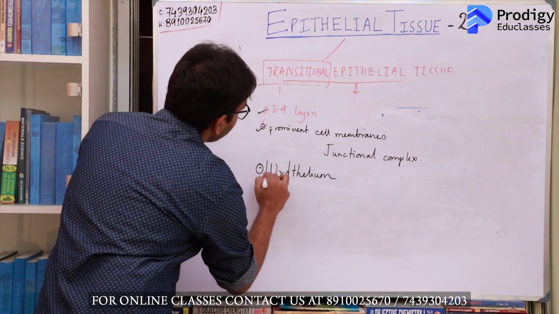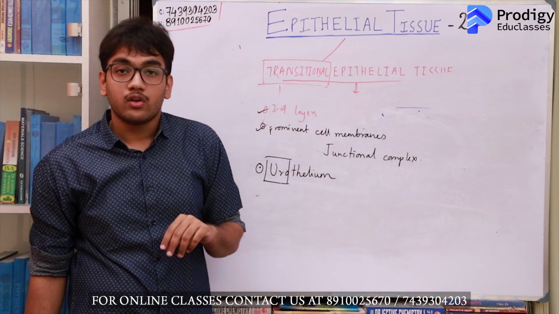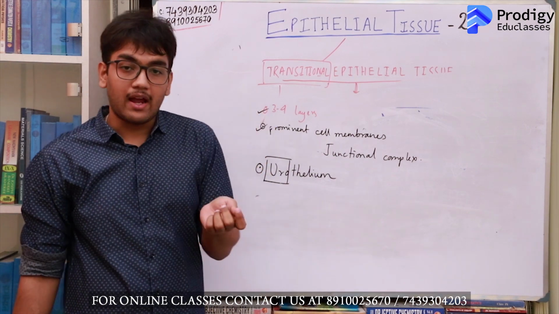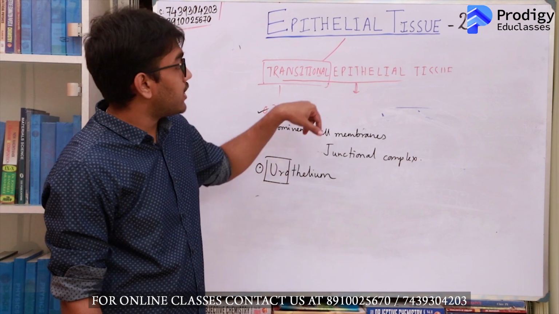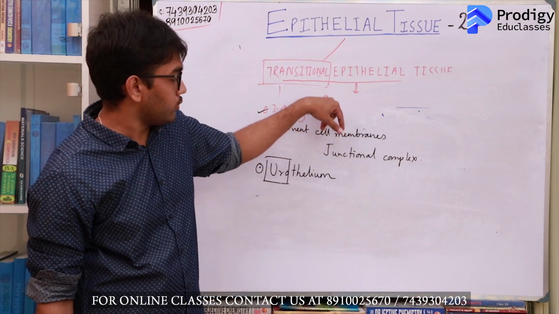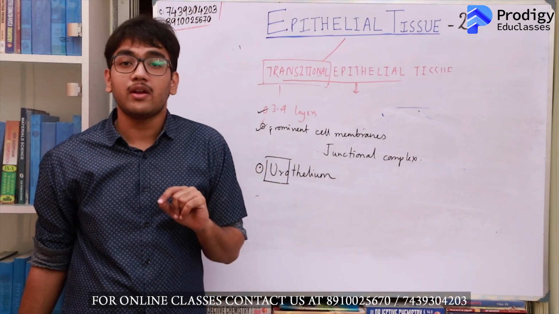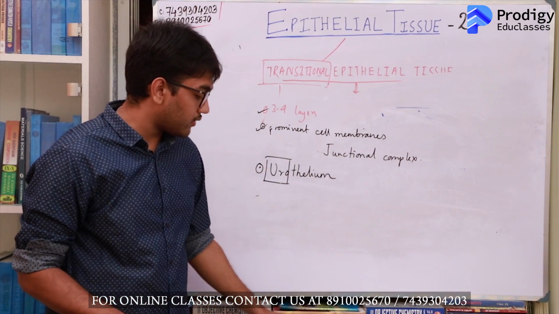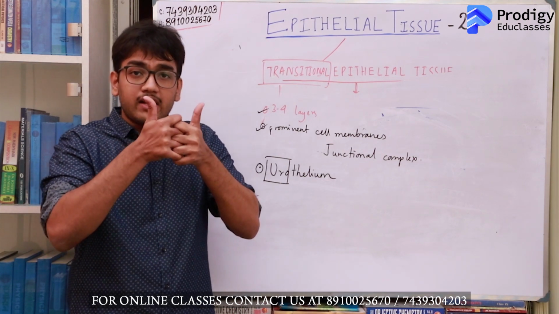Why urothelium? Because it lines the urinary tract. If you look at the ureters and if you look at the urinary bladder, you will find presence of transitional epithelial tissue. Hence, it is also known as urothelium. Now, why are junctional complexes present? Junctional complexes, what they do is, they adhere the apical layer of cells very tightly.